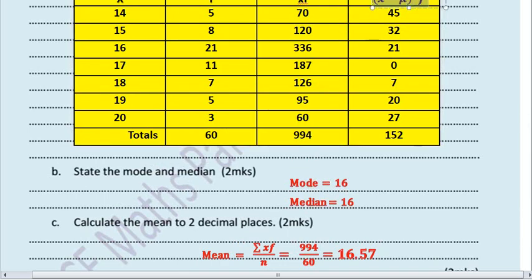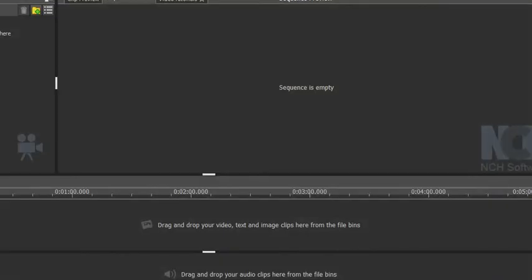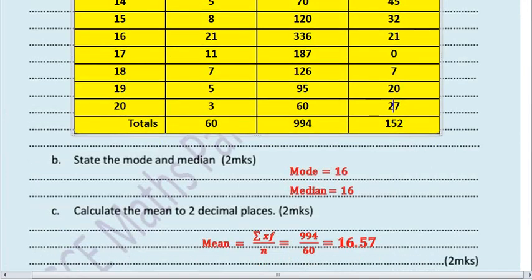And then for each of them, so you have 14 minus 17, all squared, times the frequency, which is 5. That will give us 45. The next one is 15 minus 17 squared times 8. That gives us 32. The next is 16 minus 17 squared times the frequency of 21, which gives us 21. Right down to 20 minus 17, all squared, times 3, which gives us 27. And when you sum all of this, it's going to give us 152.